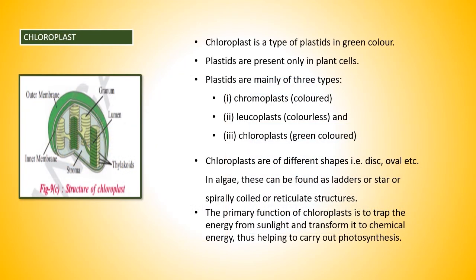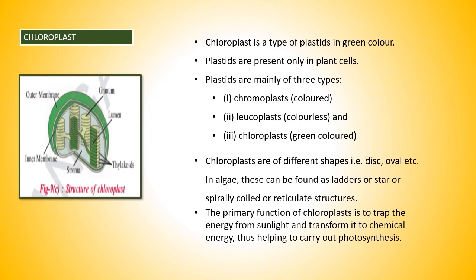Now we have come to the pigments section of a cell. Chloroplast is a type of plastid in green color. Plastids are present only in plant cells. They are mainly of three types. One, chromoplast, which are colored, leucoplast, which are colorless, and the chloroplast, which is green colored.